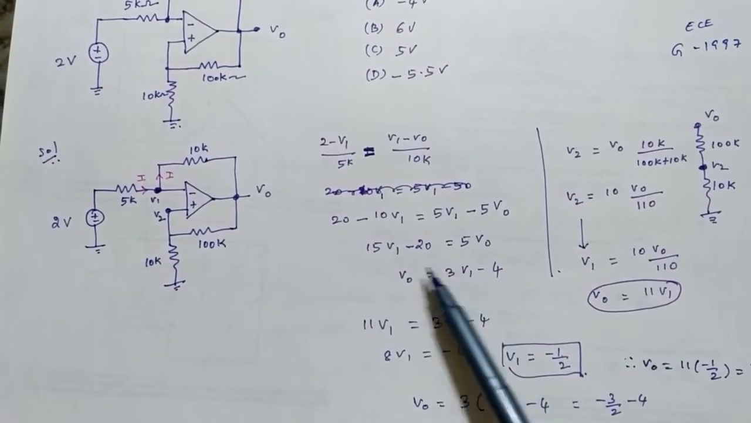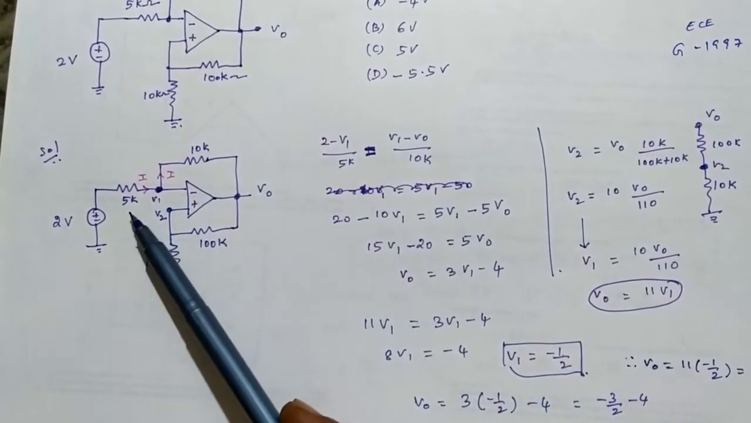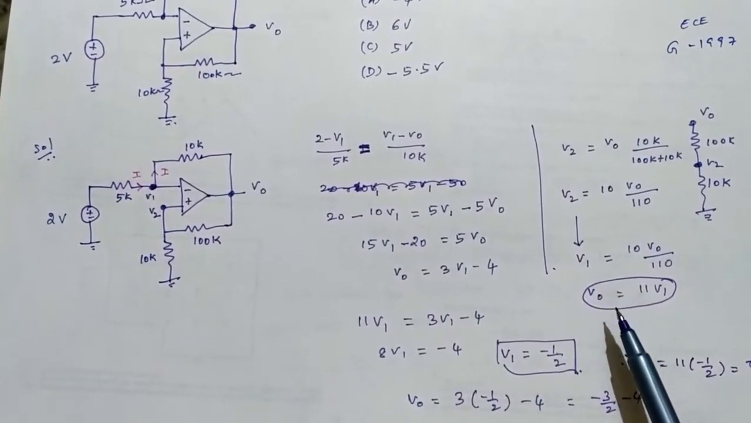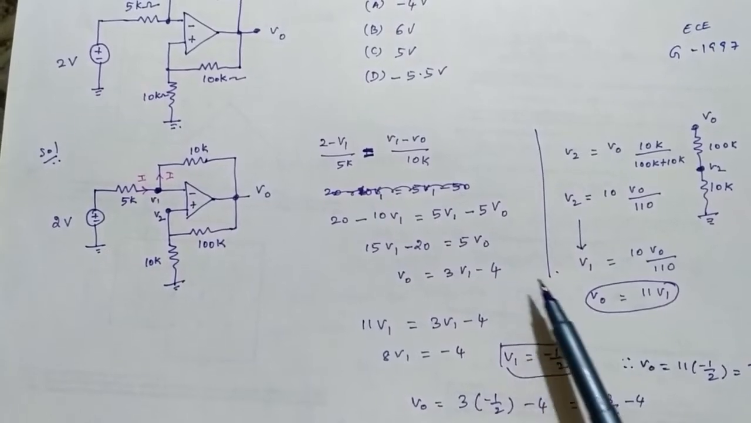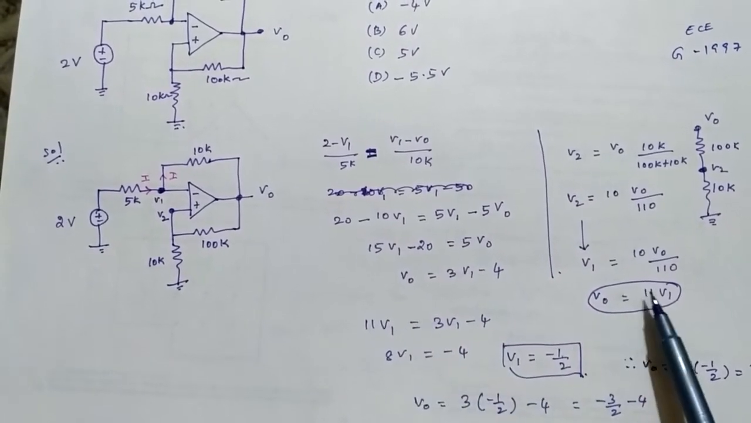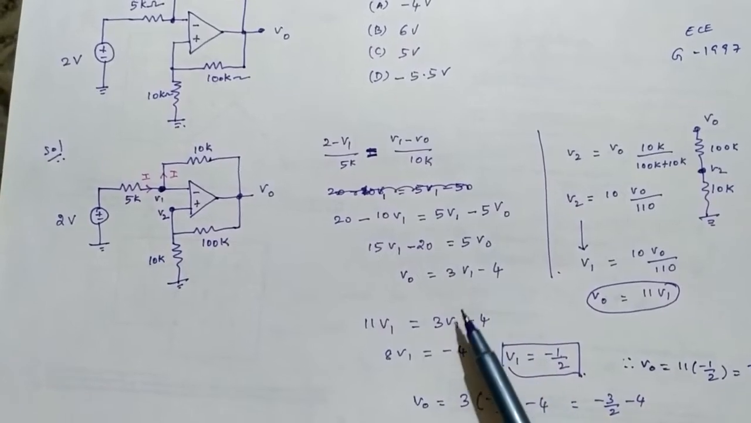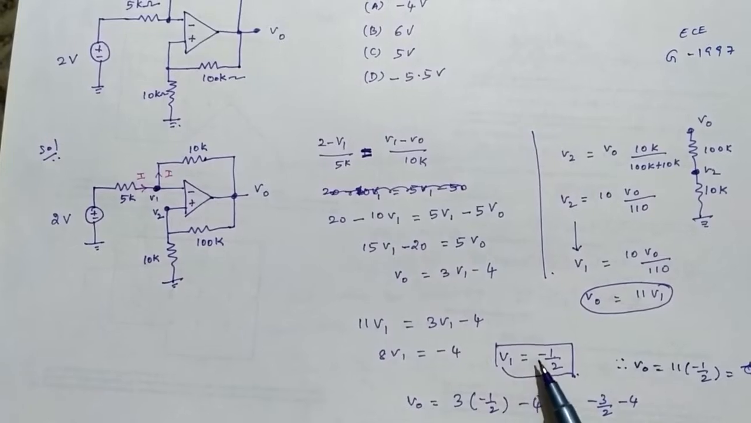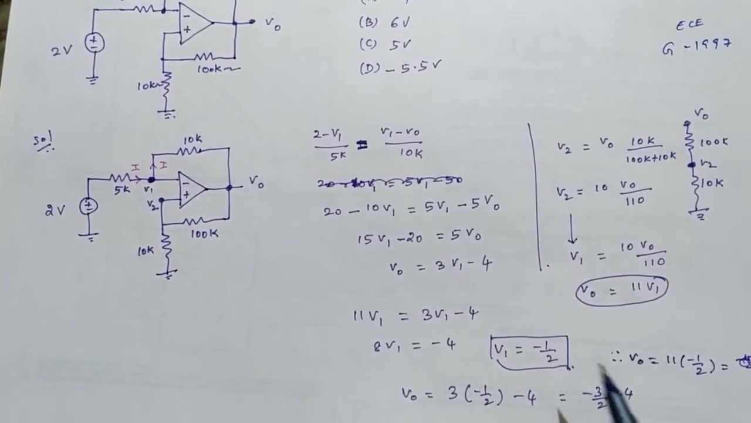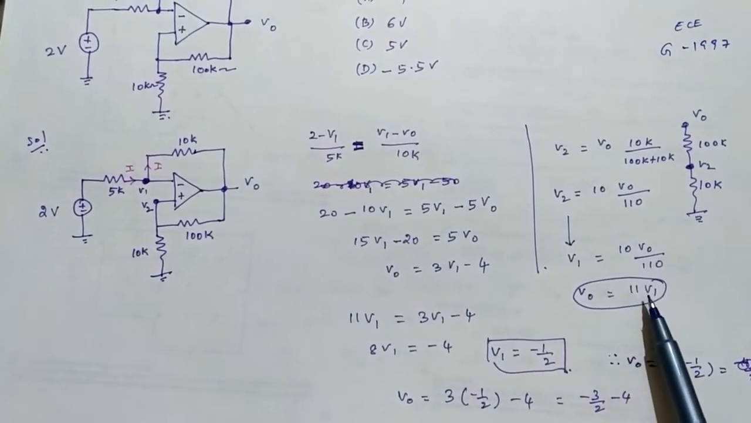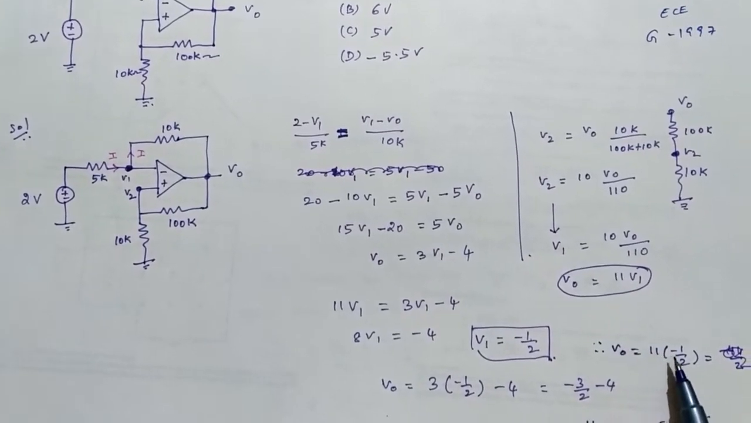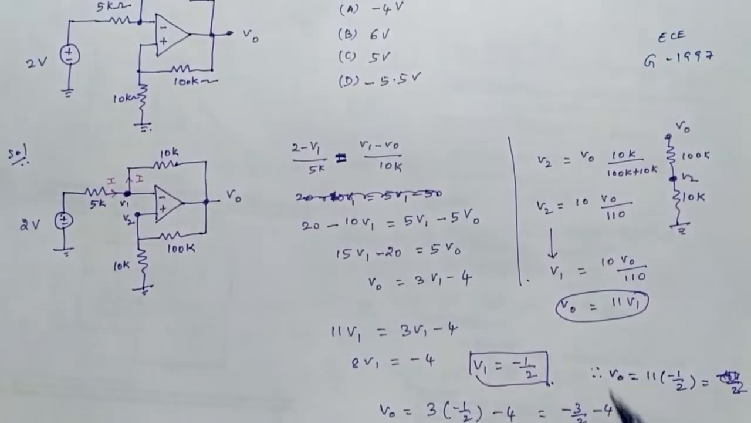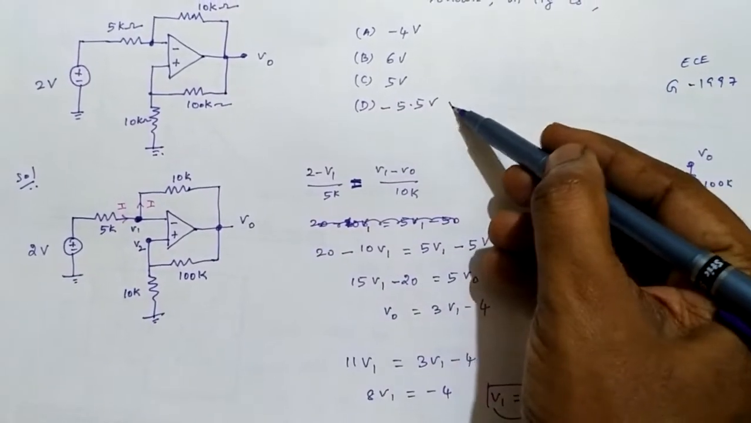Using the inverting terminal we got one V0, and using the non-inverting terminal we got another V0. Both the output voltages equate: 11 times V1 equals 3V1 minus 4. Equate these two and find V1. V1 is equal to minus half. Substituting minus half here, the output is 11 into minus half, which is equal to minus 5.5. So the output voltage among the given choices is minus 5.5.